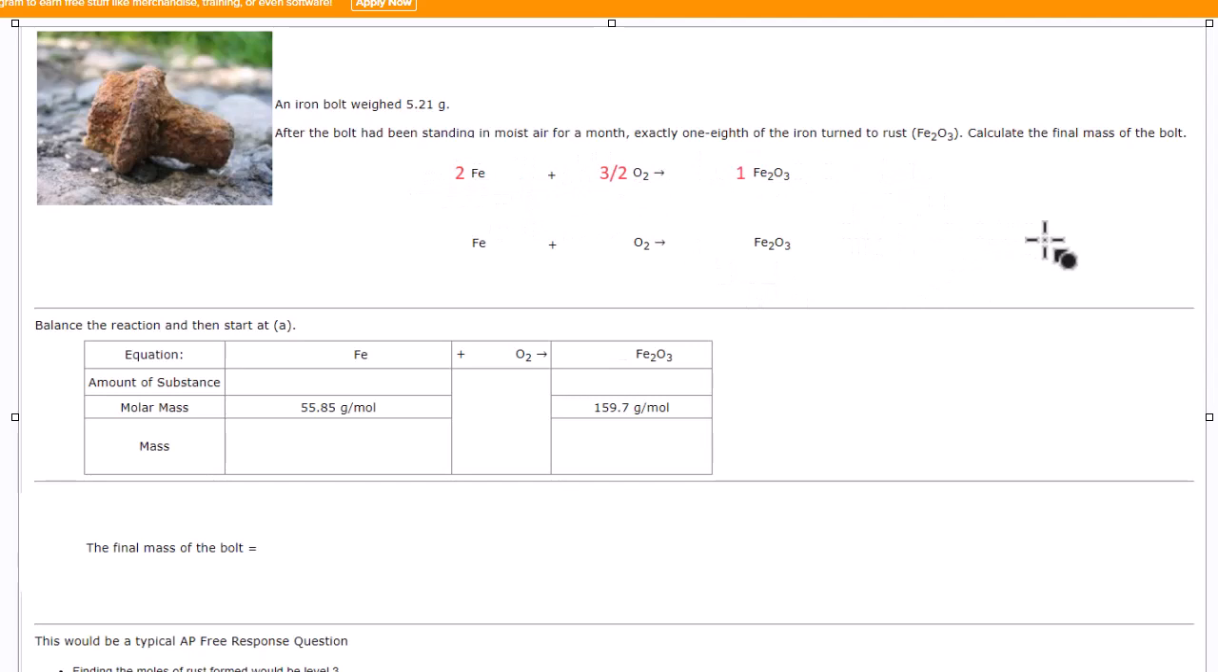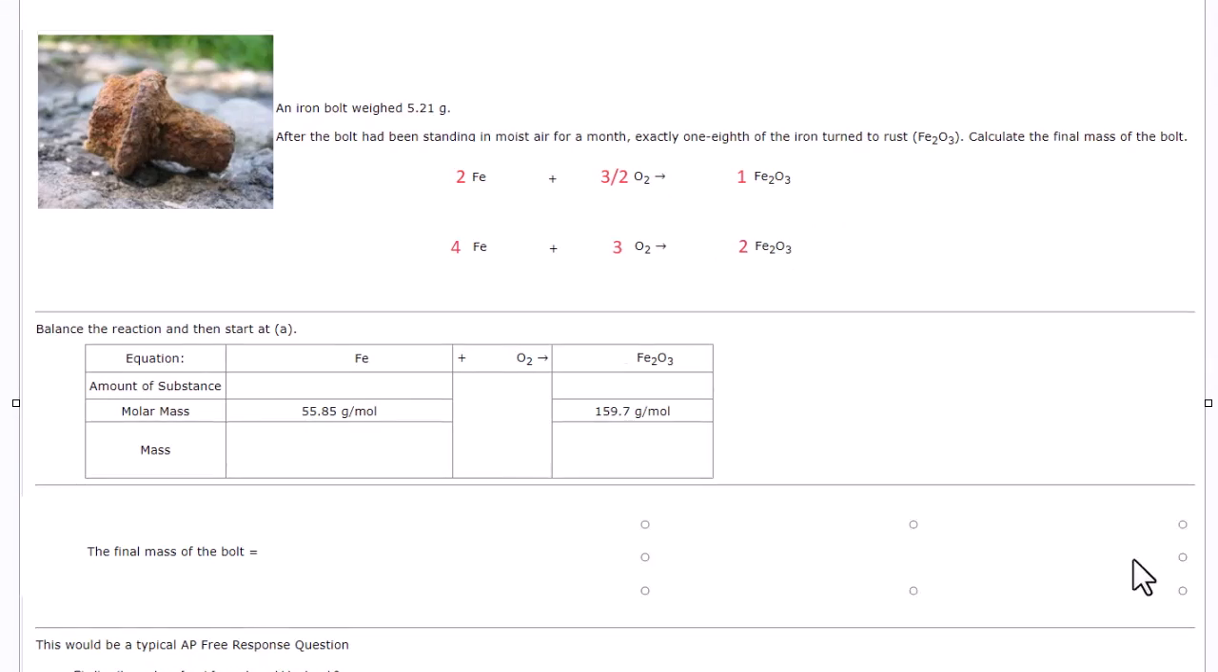Very often on a reaction, they'll say balance this reaction using whole numbers. Well, when you get a fraction for a diatomic substance, it's just a matter of doubling things. So you get rid of this 1/2. So you have 4 irons and you have 3 oxygens because you're going to have this doubled. You want to double this to get 6. So with this balanced reaction, we're ready to start this problem.